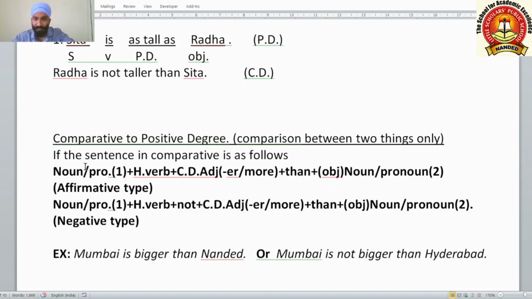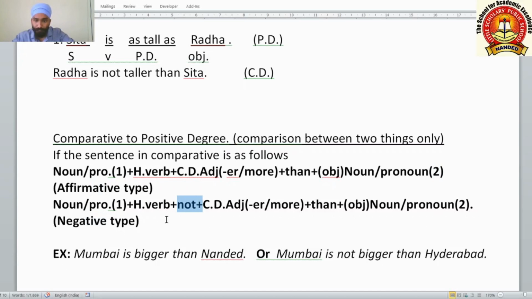If the sentence is as follows, see: noun or pronoun plus helping verb plus comparative degree adjective, er or more will be used here, thereafter than, thereafter object, noun or pronoun. Here one I have written, here two I have written for making you understand more clearly. This is affirmative type, and in negative type just not will be placed before the adjective.